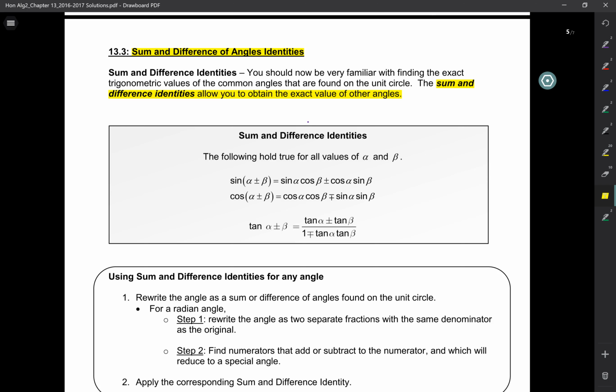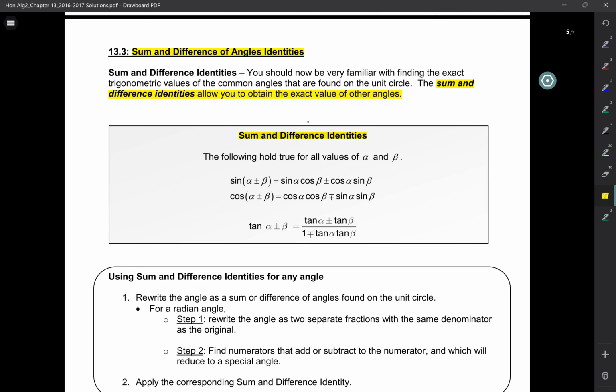Okay, so for example, 15 degrees, 75 degrees. These are not on the unit circle, but now we're going to be able to evaluate those angles. All right, so here are the identities, the sum and difference identities. So what you have here is sine of, these letters are the Greek letters for A and B, alpha and beta. It's all the same root. So it's sine of alpha plus beta.